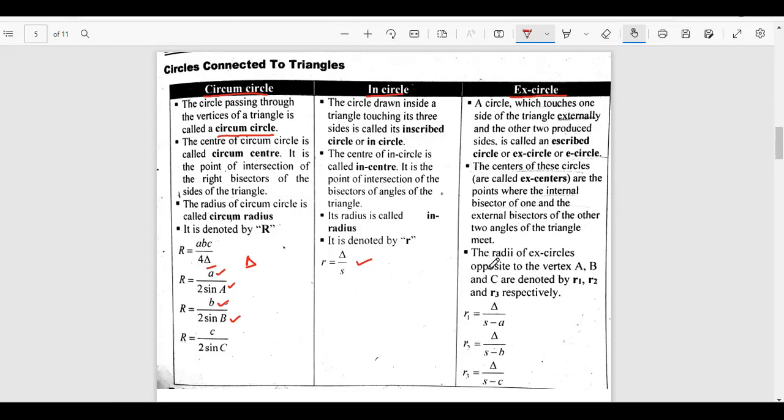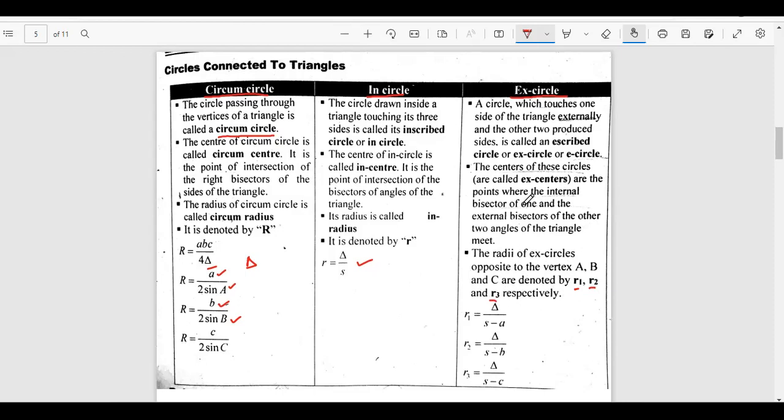So what do we have here? The radii of the excircles opposite to the vertices A, B, and C are denoted by R1, R2, R3. So when we talk about the excircle, we'll basically be talking about three circles. Because we have one triangle and that one triangle has three sides, so around all the three sides, we'll be having three circles. This is what you need to understand. All right. So we will have R1, R2, and R3.